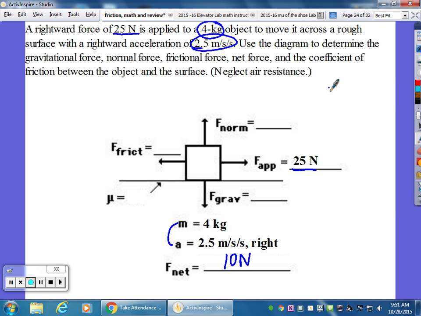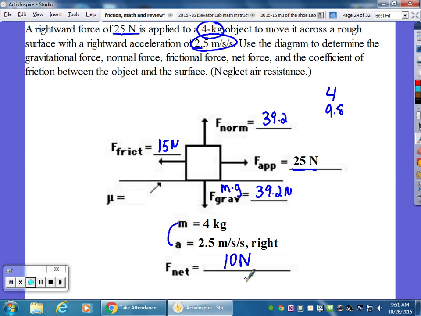Gravity for this object is going to be 4 times the 9.8. Again, that is mass times gravity. And when I do that math, I'm going to do that real quick on my calculator. 4 times 9.8 is going to give me 39.2. And that's also going to be the normal force. Now in terms of the applied force and the friction force, again, this applied force minus the friction force must equal 10. So that means 25 minus 15 newtons is going to give us our 10.